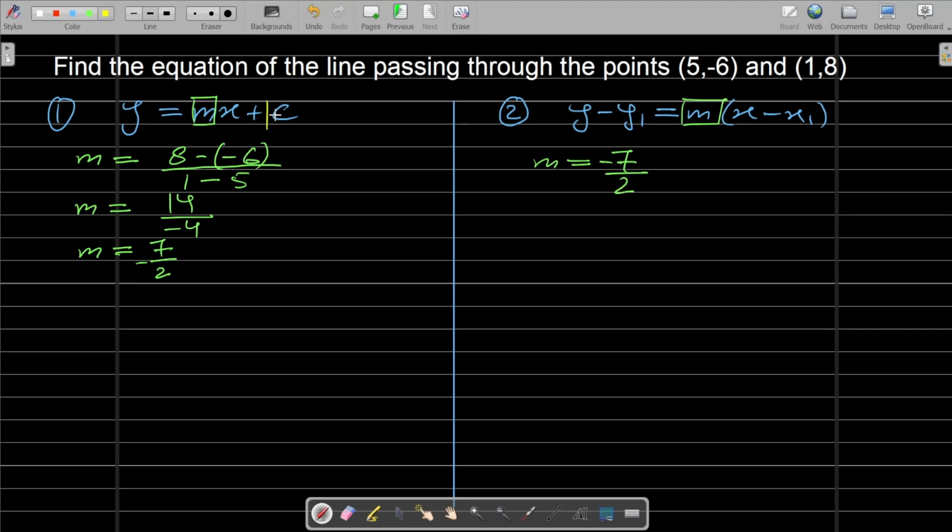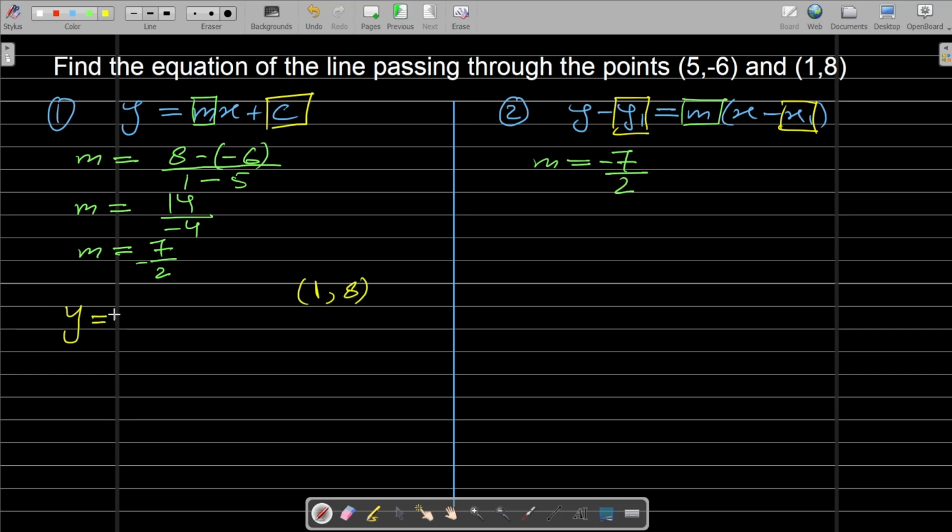Now here I need to find the value of c. But here you don't need to find the value of c. Instead, you just need to focus on the point. Here you need to find the value of c. Now how do I find the value of c? It's really simple. Just pick any one of these 2 points. So maybe this time I'll pick 1, 8. So I'm choosing 1, 8.